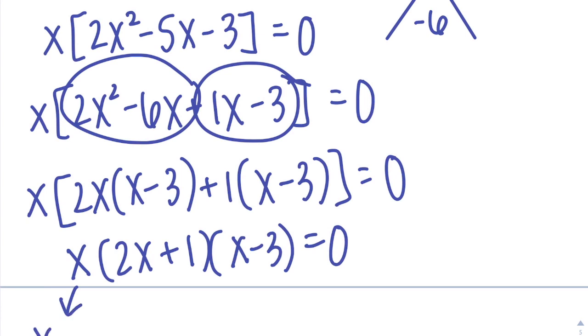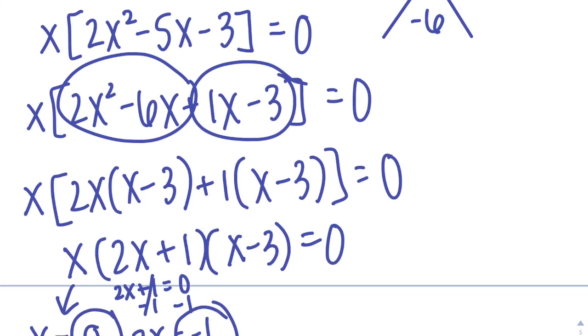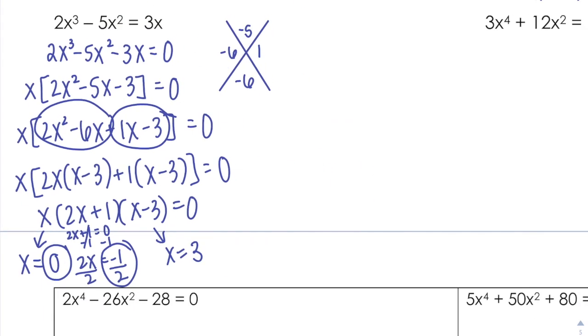which means that piece x could equal 0. If 2x plus 1 equals 0, I subtract 1, so I get 2x equals -1, and then divide by 2. So I'm actually going to get a fraction answer. And then for the last part, x minus 3 equals 0, add 3, and I get x equals 3. So I have three solutions. x could equal 0, -1/2, or 3. Three solutions for a degree of 3, so I did it right. Each one has a multiplicity of 1.